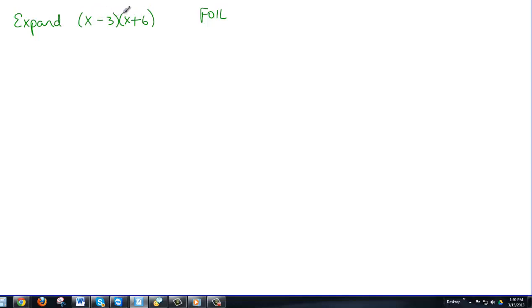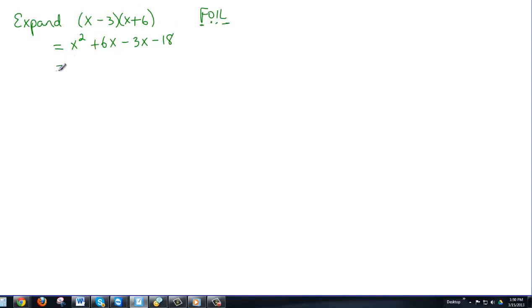binomials. If I multiply the first two things here, an x times an x, I get an x squared. The outside two things, which is x times plus 6, I'm going to get plus 6x. The inside, negative 3 times x, is negative 3x. And the last two terms, negative 3 times positive 6, gives me negative 18. This polynomial is exactly equal in value to this top one.